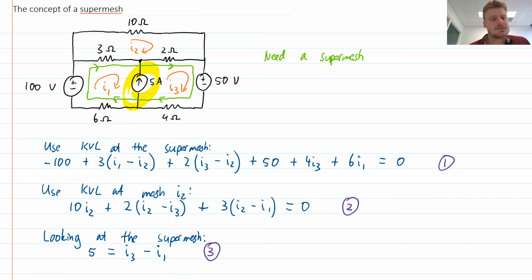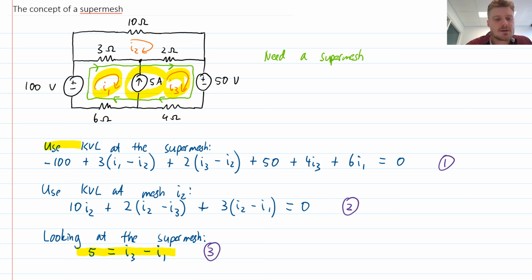So in summary, how to use a supermesh. You recognize the need for a supermesh by seeing that you have a current source that is shared by two mesh currents. And so if the two mesh currents are both touching that current source, then you're going to need to use a supermesh. You get one of your equations by analyzing the dynamics of that mesh itself. So both the mesh currents combine to produce the current through the source. And then you get your other equation by using Kirchhoff's voltage law around that supermesh.